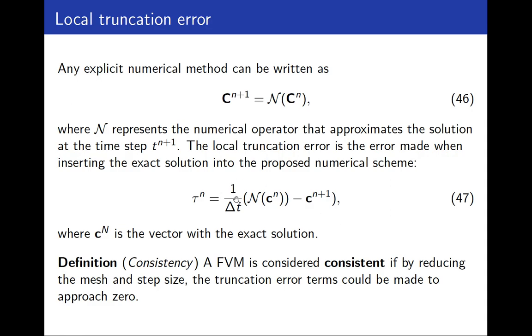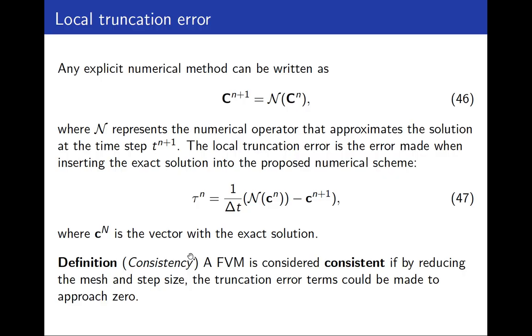Let's say that you somehow have the exact solution to your linear advection equation. If you introduce that exact solution into the numerical scheme, the explicit numerical method, you will obtain this N evaluated at a small c. Then you take the difference with respect to the exact solution at time step n plus 1, and divide it by delta t, and you obtain the local truncation error. Cn is the vector with the exact solution.